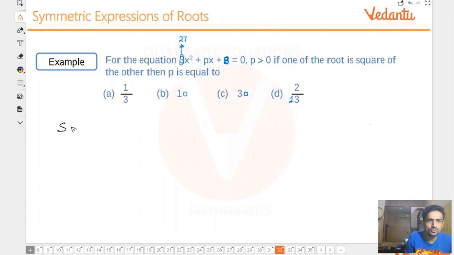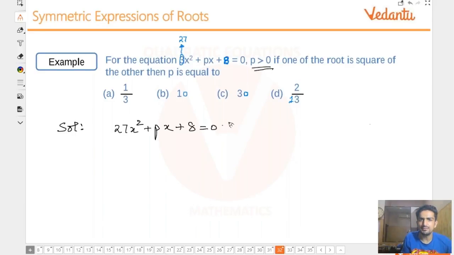Okay, now you do this question. Let me just write it neatly. The equation is 27x square plus px plus 8 equal to 0. p is given to be positive. And the condition is that one root is the square of the other, that is, the roots are of the form alpha and alpha square. You have to find p. Do it. Now this is a bit better, but still a very easy question. Try it.